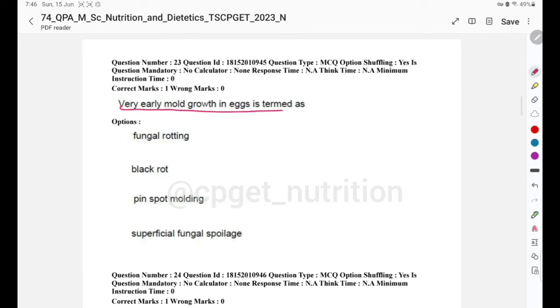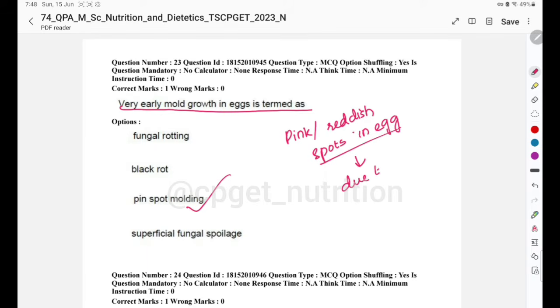Moving on to the next question, very early mold growth in eggs is termed as dash. So here the correct answer is option 3, that is pink spot molding. So pink or reddish spots in egg occur due to the bacteria Pseudomonas. So the correct option is the third one.